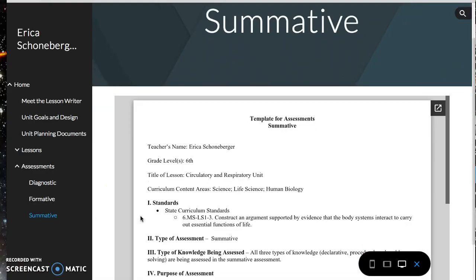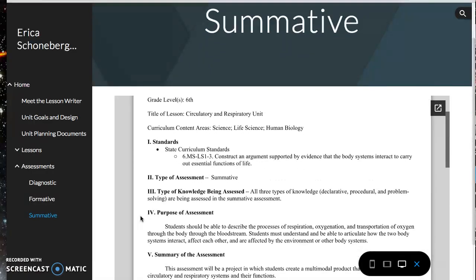Finally, the summative assessment, as we talked about, is a project showing the processes of respiration, oxygenation, and transportation of oxygen through the bloodstream and what would happen if that system was interrupted.